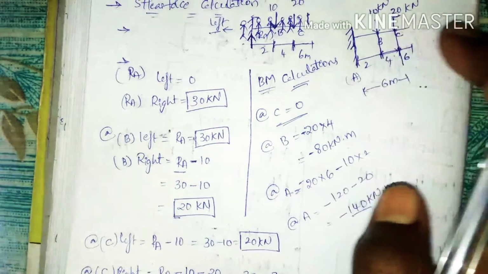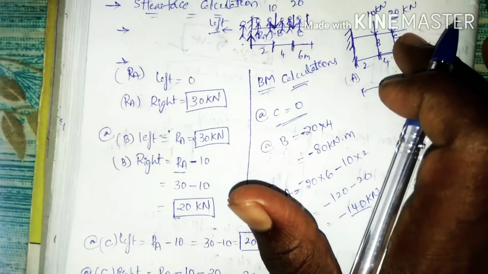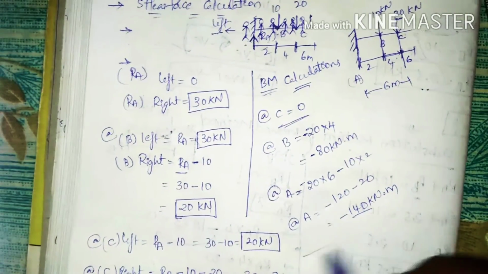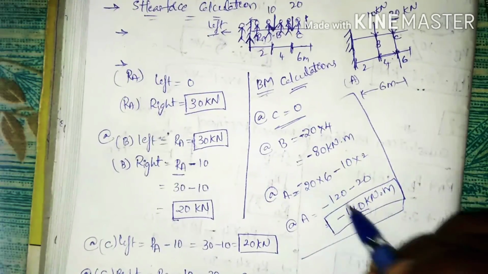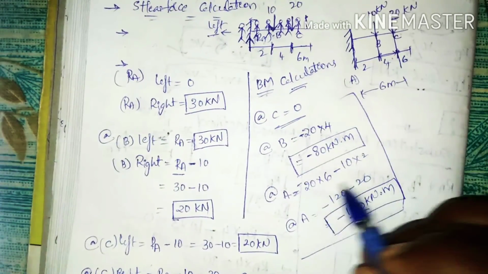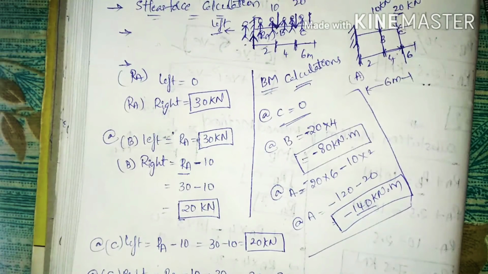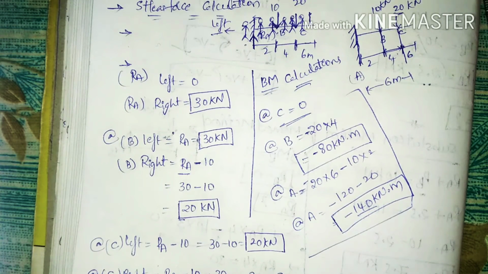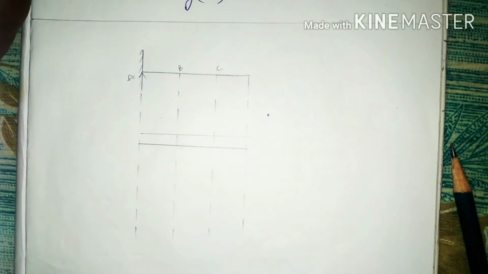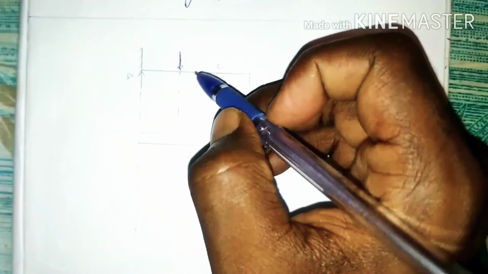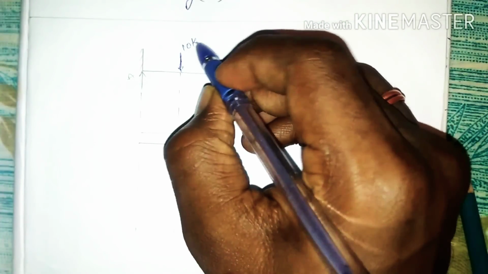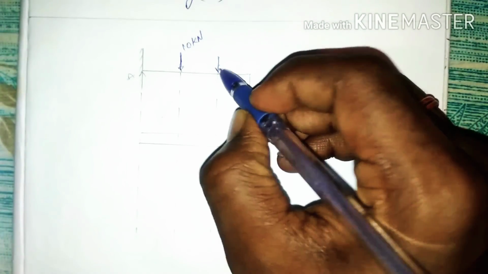The moment at B, the moment at A, and the moment at C is equal to 0. Here these are the values. We have to plot these values in the shear force and bending moment diagrams, and we have to draw the diagram. At B, the load is 10 kilonewton, and at C, that is 20 kilonewton.